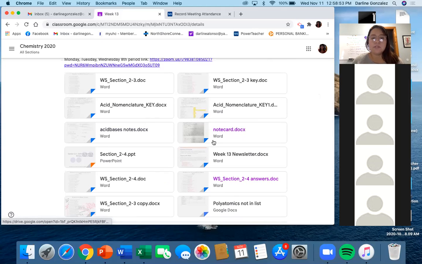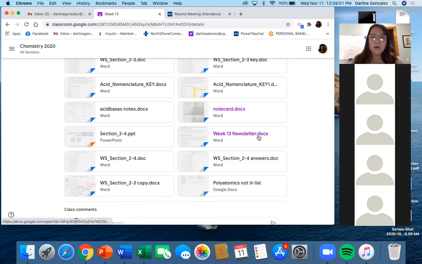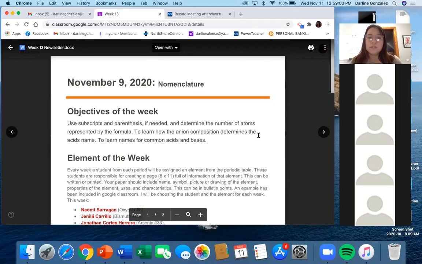What's the rest of this then? So one is the newsletter. This one is the note card. This note card we will discuss more Monday, just an FYI. Okay, and then the week 13 newsletter.